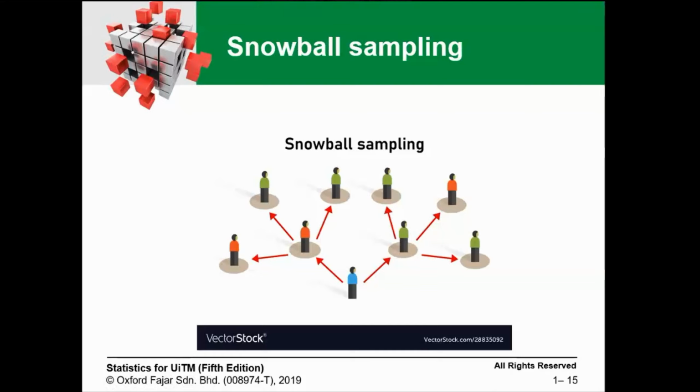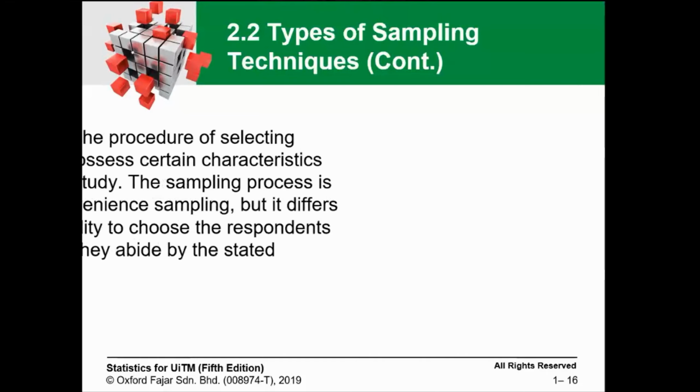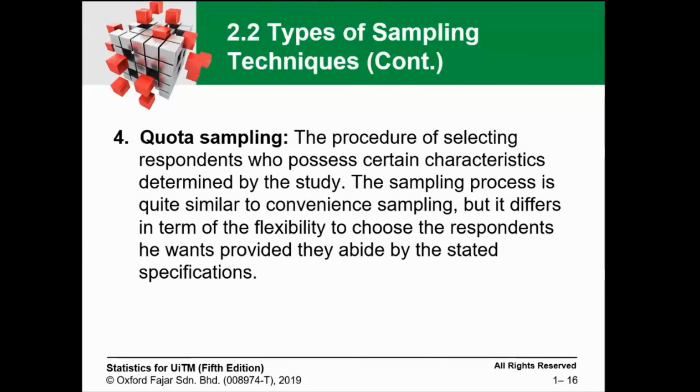Okay. So now we have learned about three types of non-probability sampling technique. First was the convenience sampling technique. Second was the judgmental sampling technique. Third is the snowball sampling technique. The type number 4 under the non-probability sampling technique is quota sampling. Quota sampling is a procedure of selecting respondents who possess certain characteristics determined by the study. The sampling process is quite similar to convenience sampling.